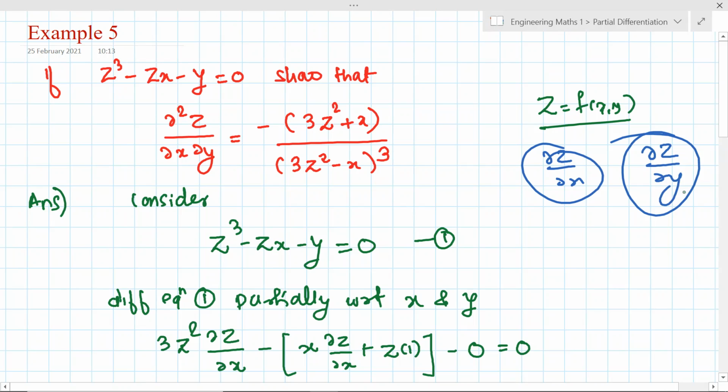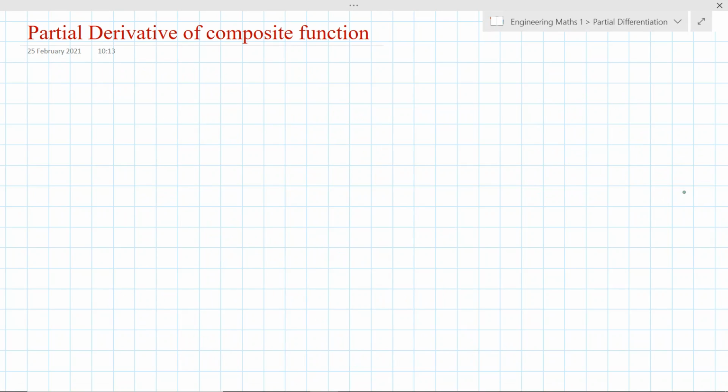Okay, so let us move forward to the partial derivative of a composite function. You know the composite function. What is meant by composite function? If x is a function of t, and t is a function of y, then x is a composite function of y. Am I right? So this is the meaning of composite function.